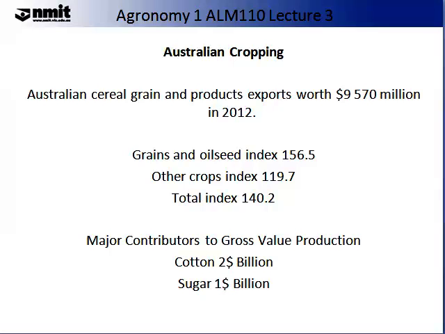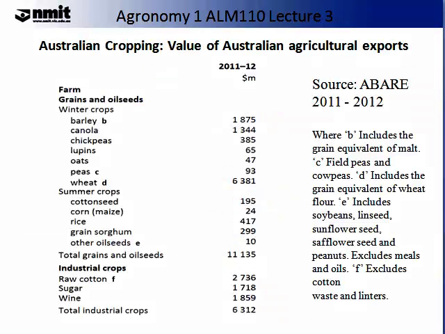The major contributions of gross value production are cotton, with a contribution of 2 billion Australian dollars, and sugar, with a contribution of 1 billion Australian dollars. That's a lot of money. There are several methods of assessing the value of a crop to a country. One such method is looking at the amount of money that country makes from its agricultural exports. This is called the value of Australian agricultural exports.